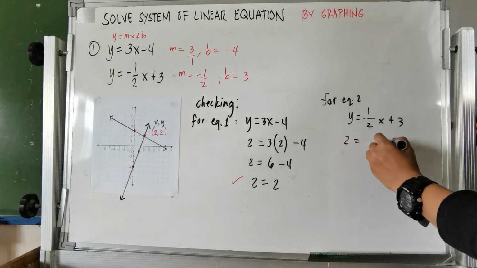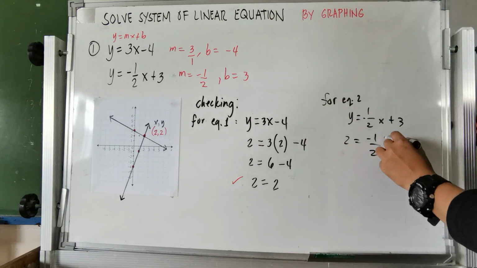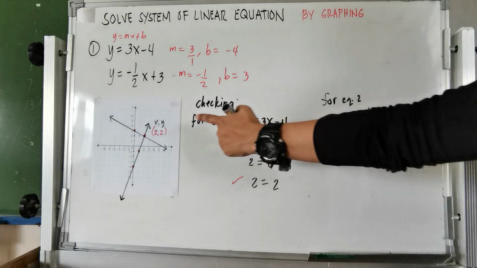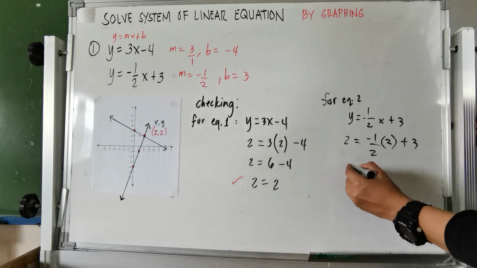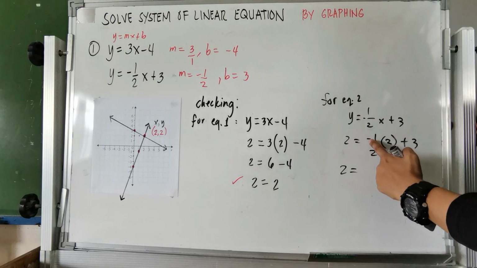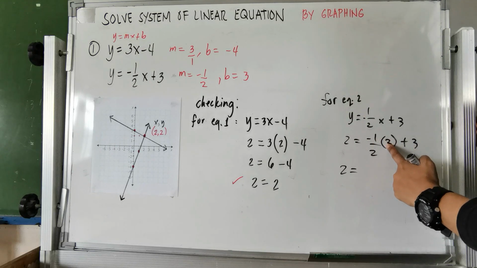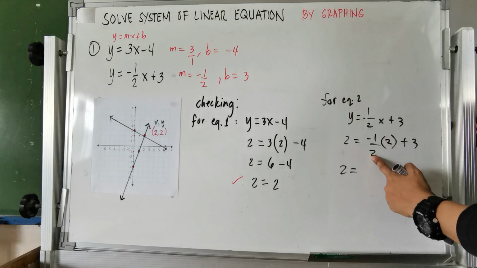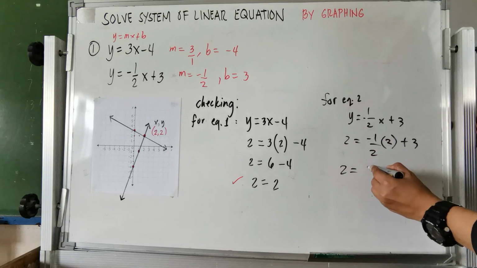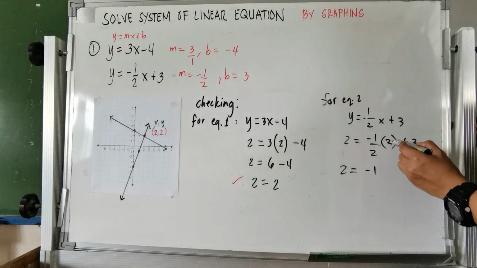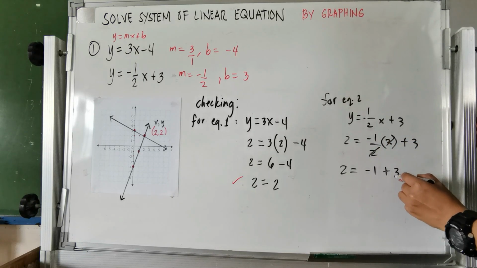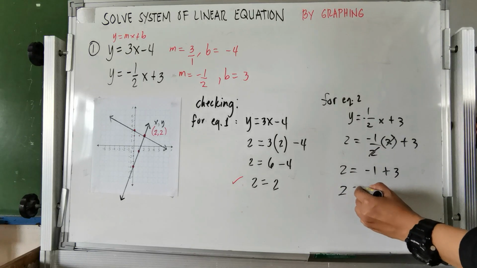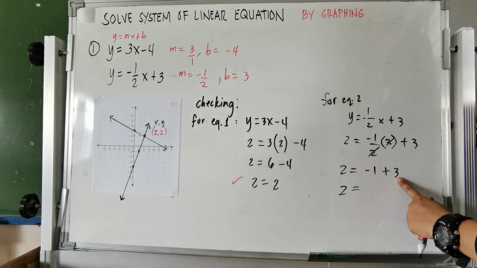So 2 is equal to negative 1/2 x, or 1/2 times yung ating x ay 2 plus 3. Then 2 is equal to negative 1 times positive 2 is negative 2. Negative 2 divided by 2 is negative 1. So in short, cancelin na lang natin to, pwede yun. So natira negative 1. Negative 1 plus 3. So 2 is equal to negative 1 plus 3.